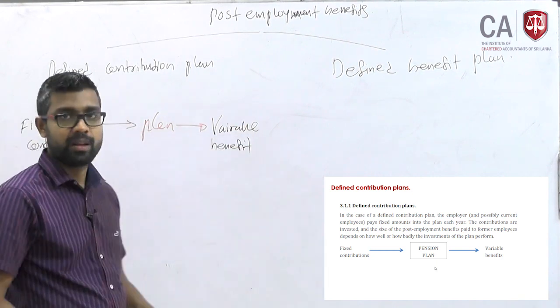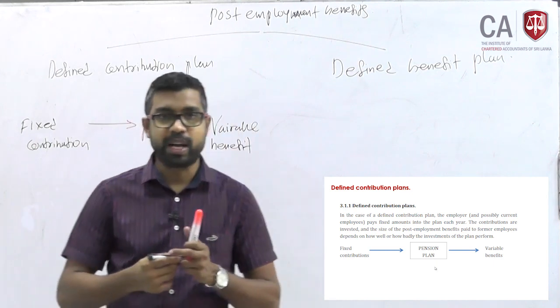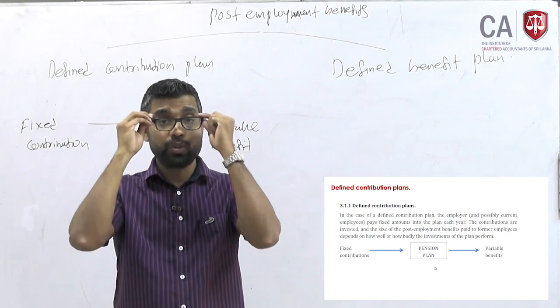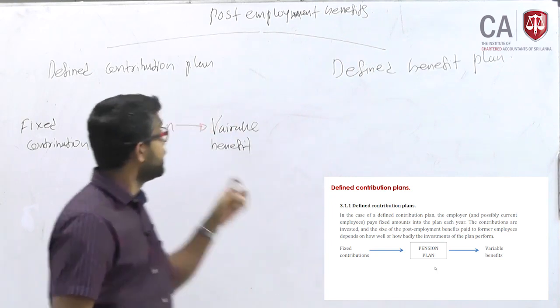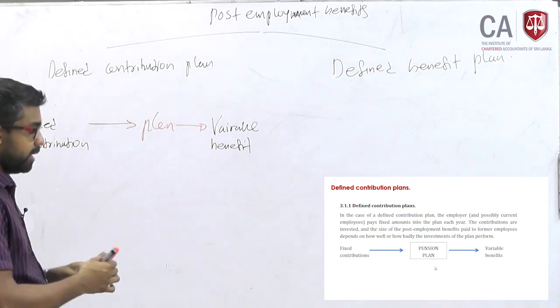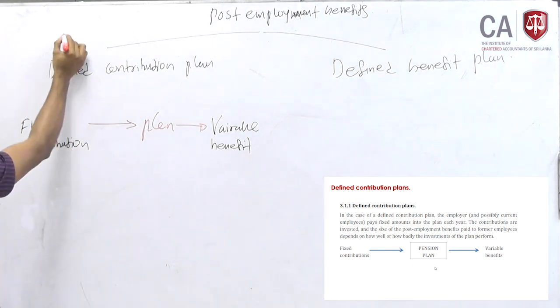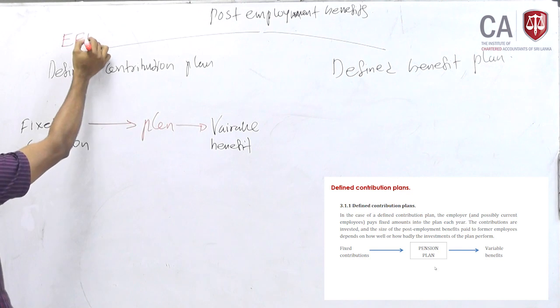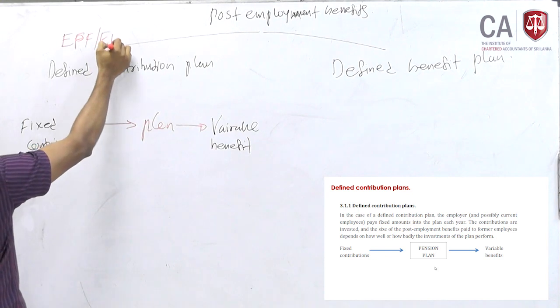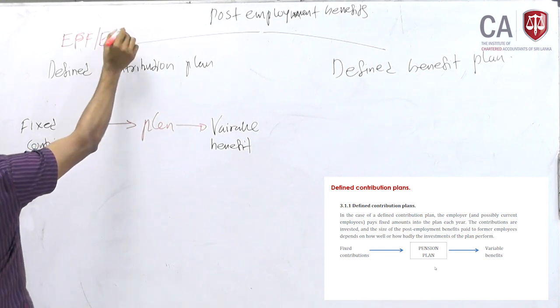Variable benefit. I know at your level you will not understand this without an example. If I give you a solid example, you will identify the definition of defined contribution plan. Look at EPF and ETF.